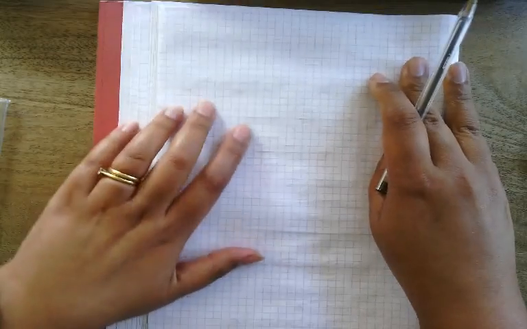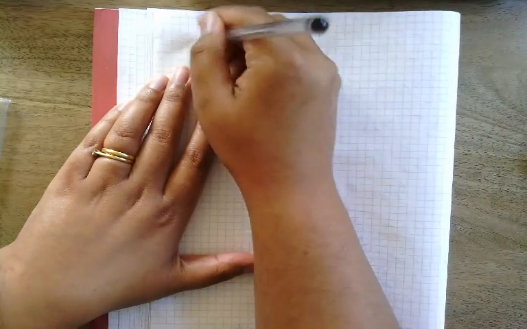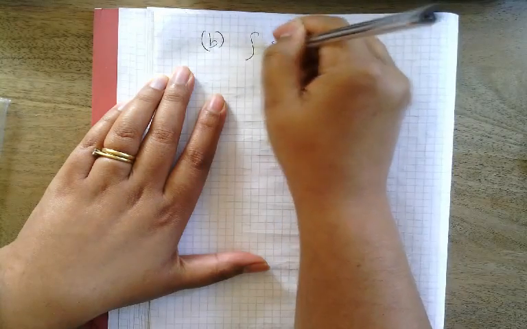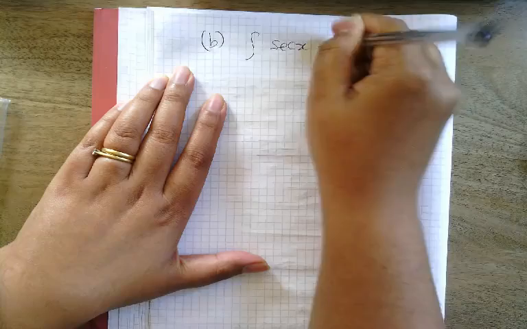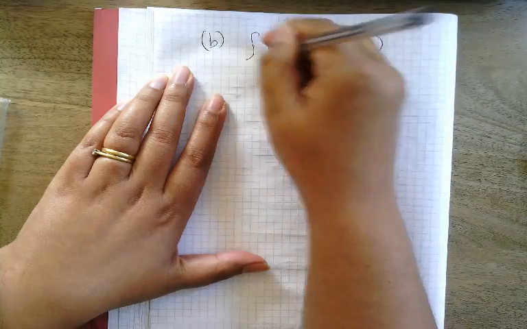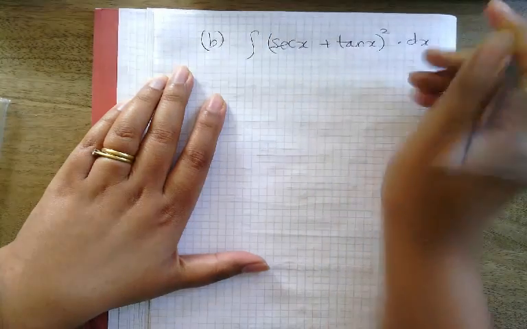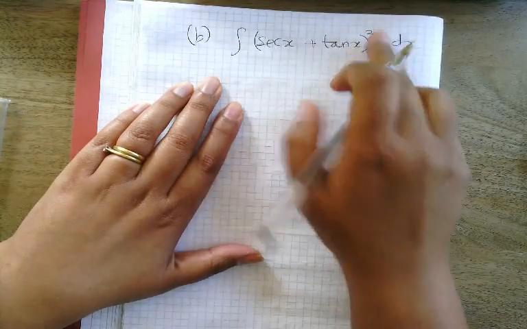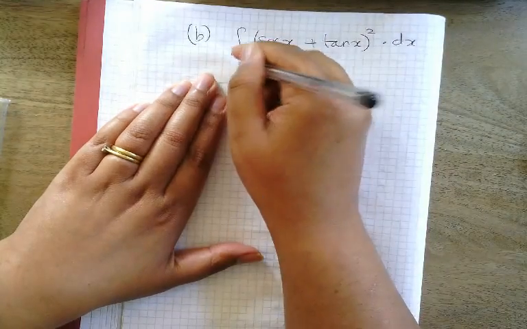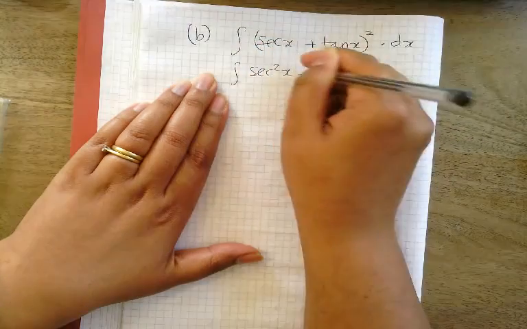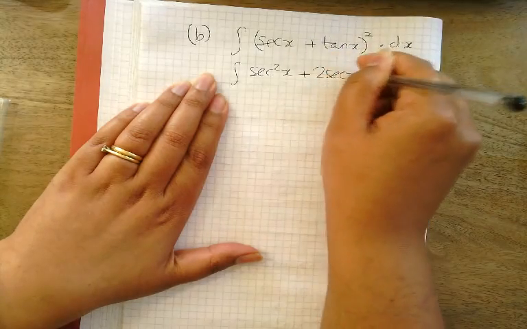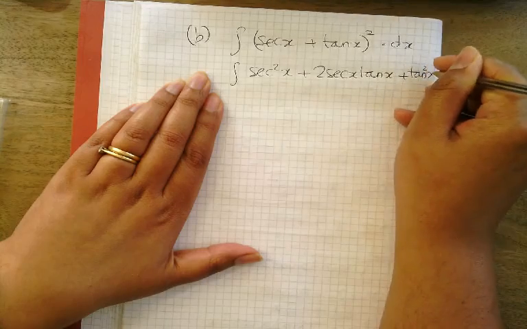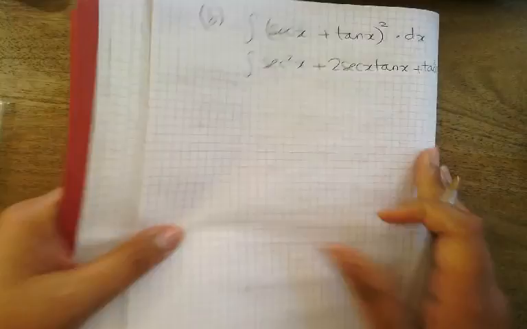Okay, moving on to the next example. Well, it's the same example, it's just part B. That one was part A. And I am asked to integrate sec x plus tan x all squared dx. Now I've got a square and a bracket, so I am going to have to expand this out. I'm going to get sec squared x plus 2 sec x tan x plus tan squared x dx.